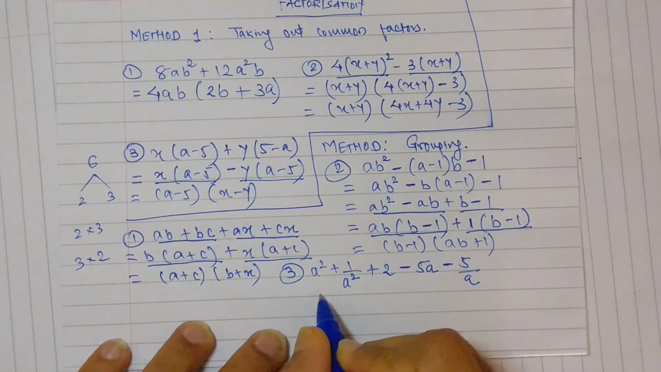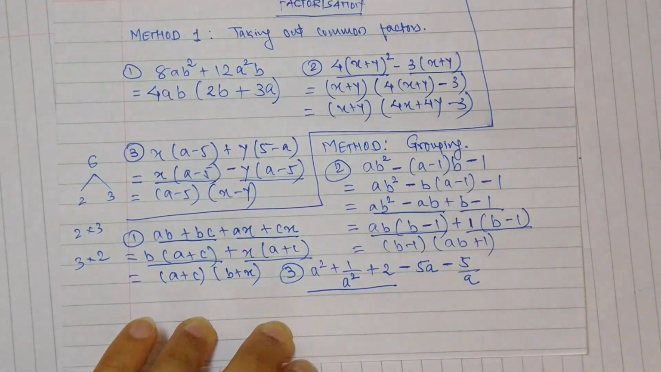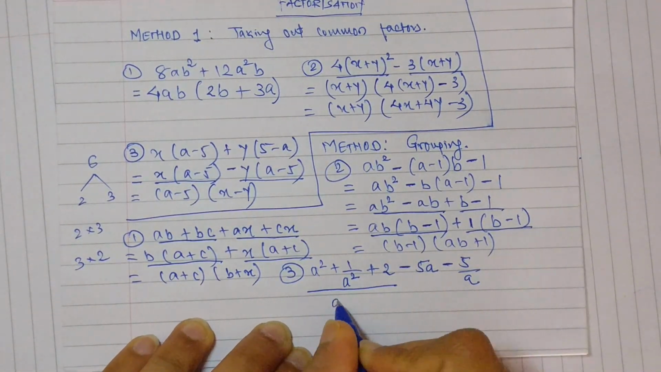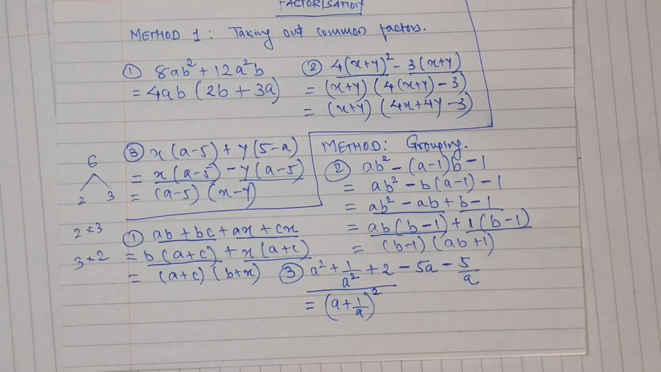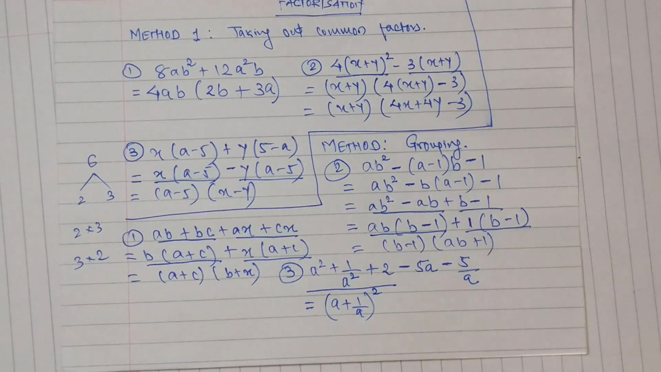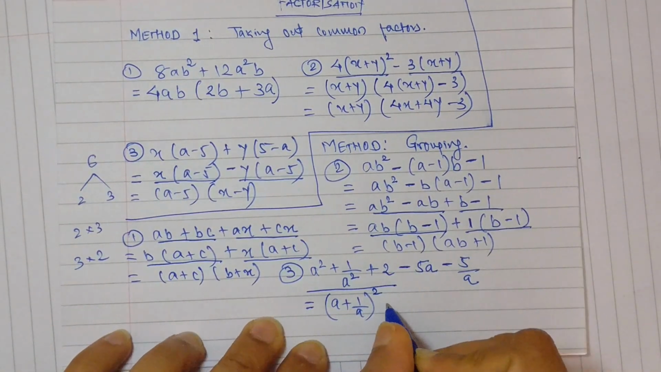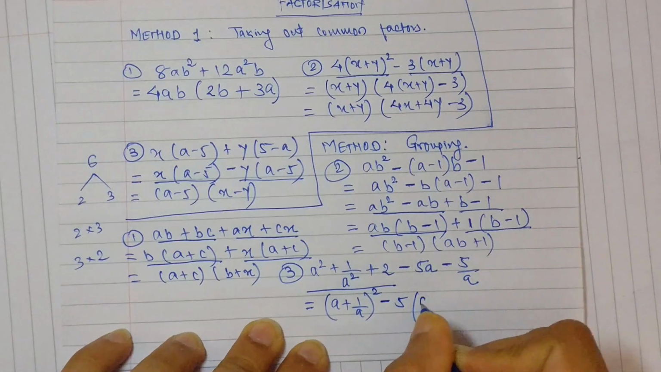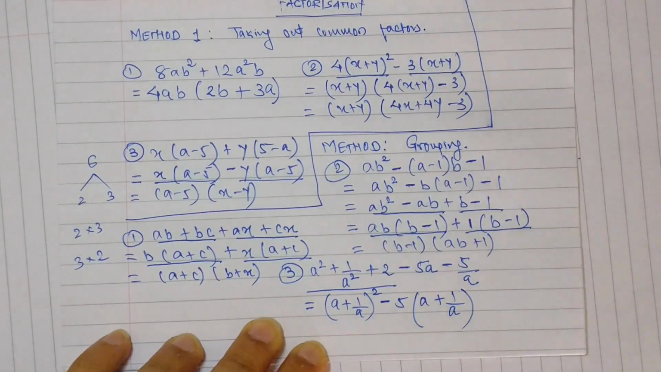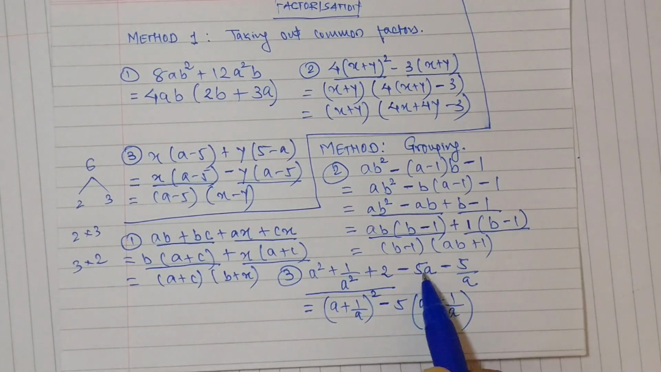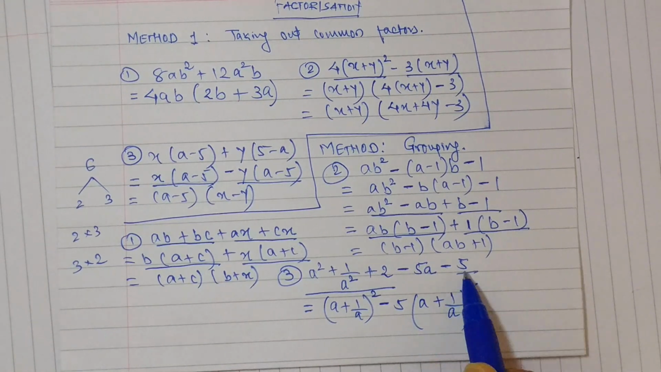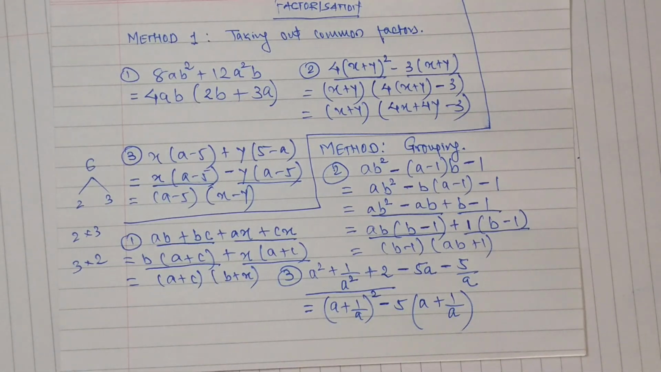What you can do is see a pattern over here, a square plus 1 by a square plus 2. This is nothing but a plus 1 by a the whole square. Do you remember? A square plus 1 by a square plus 2 is a plus 1 by a the whole square. And what is minus 5a minus 5 by a? If you take out minus 5 common, a plus 1 by a will be left inside. Right? Minus 5 comes out common. In the place of minus 5a, just a remains. In the place of minus 5 by a, plus 1 by a remains.